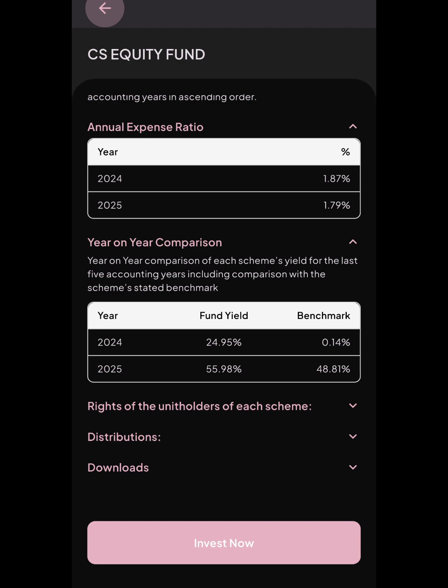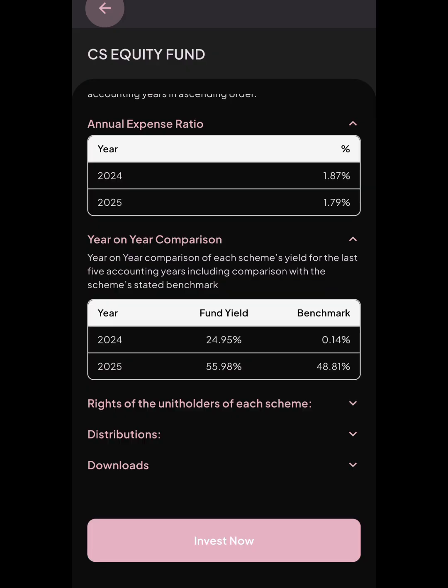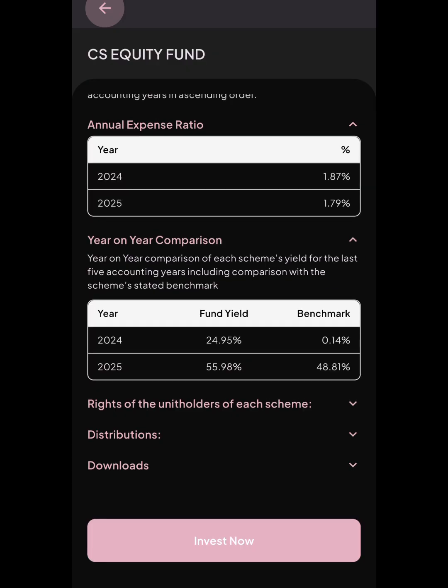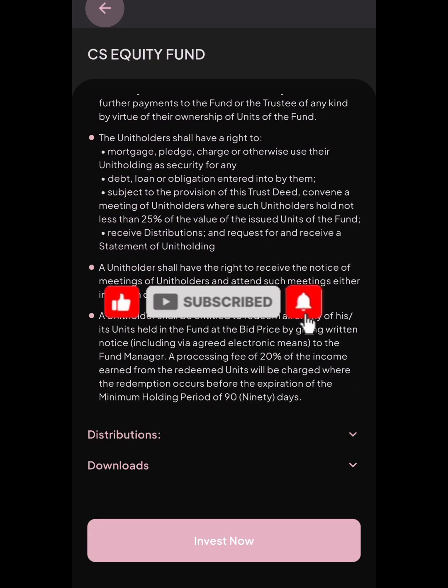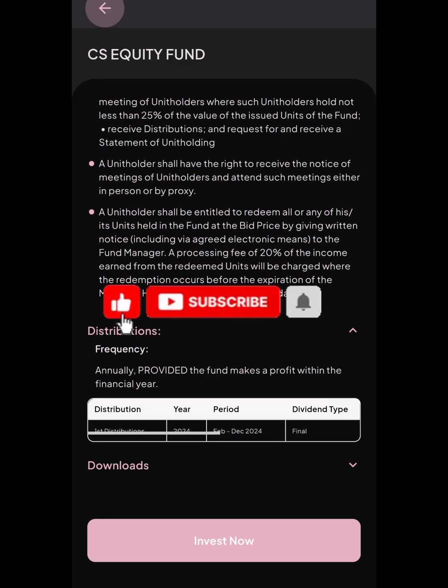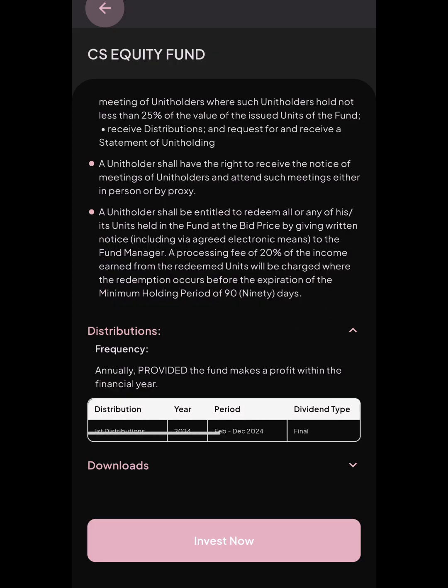Now, year-on-year comparison, this is how it has done in the last 2 years. 2024, it returned 24%. And then 2025, it returned 55%, which I think is really good. Rights of the unit holders of each scheme, you can see the rights here. Then there's the distribution as well. For this one, I think this is where dividends are also stated.